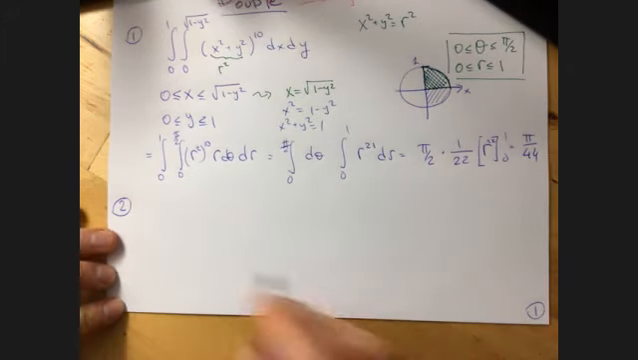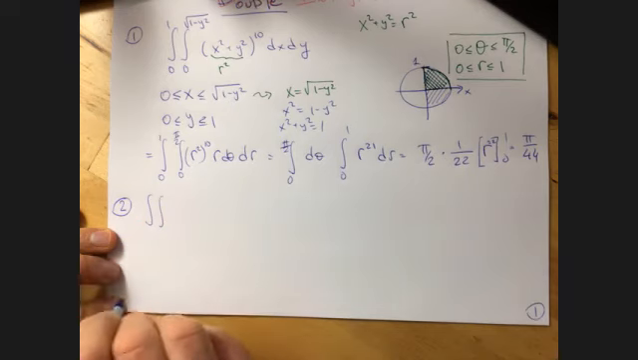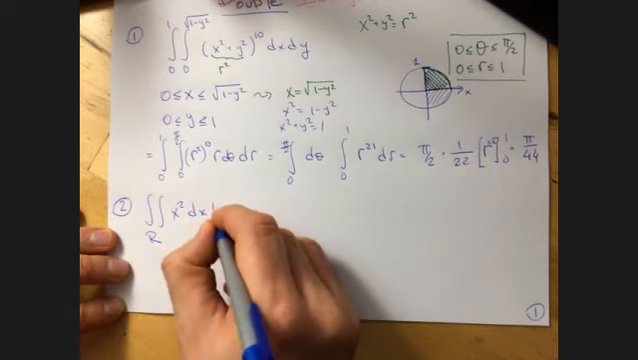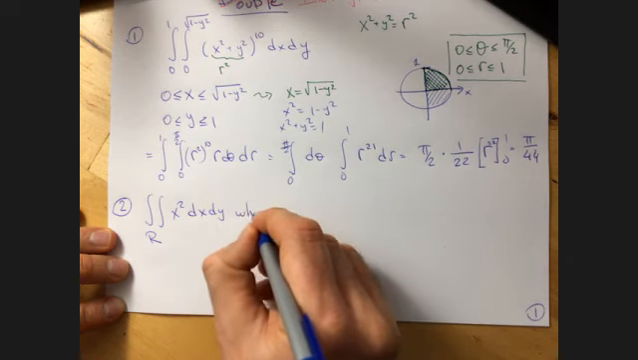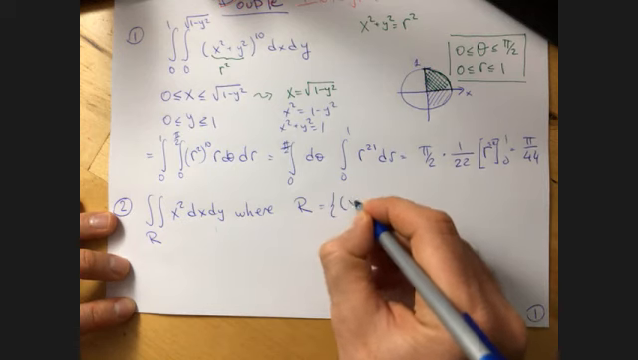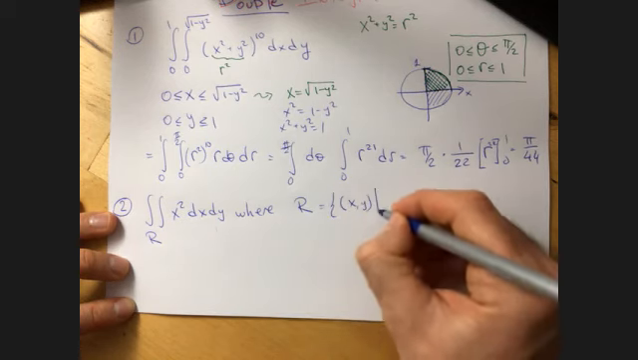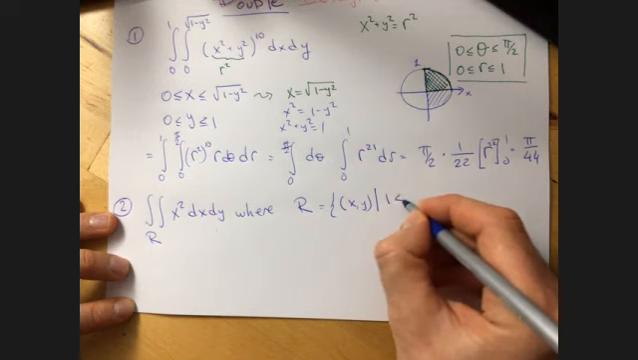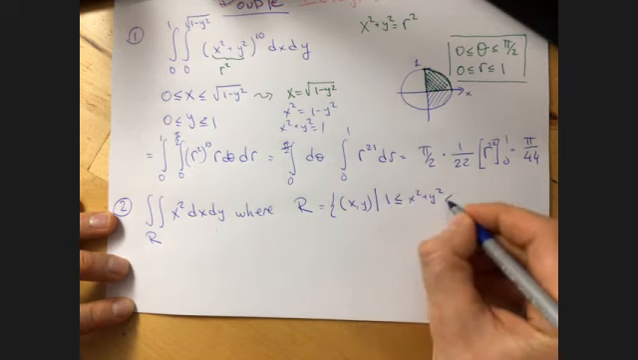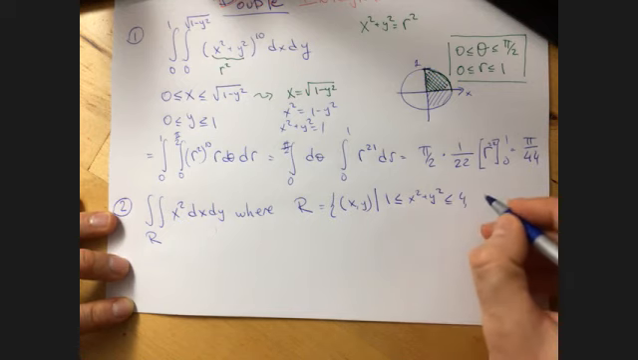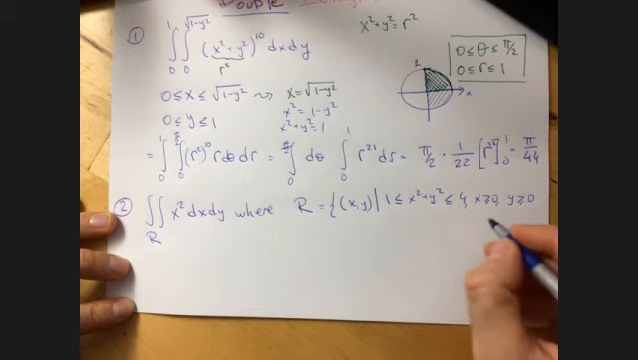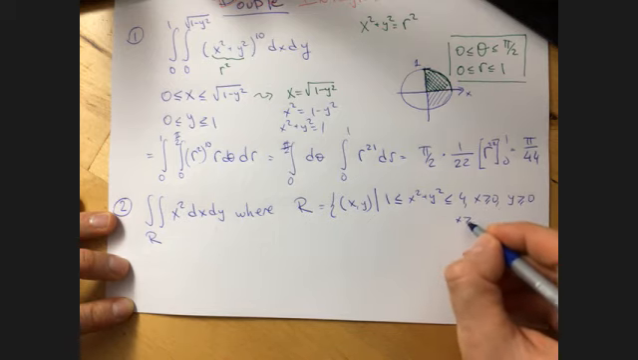Okay. The second problem is evaluate the double integral over the region R of x squared dx dy, where R consists of all the points x, y, such that x squared plus y squared is greater than 1, less than 4. Moreover, x is greater or equal to 0, y is greater or equal to 0, and x is greater or equal to y.